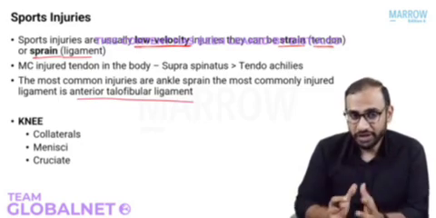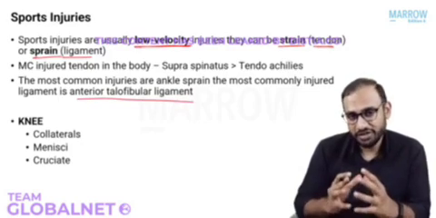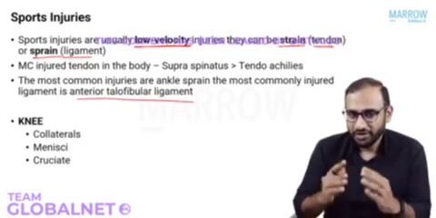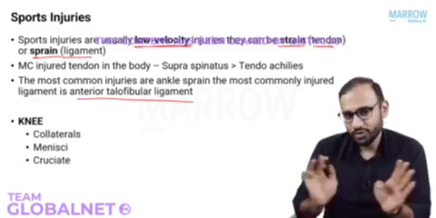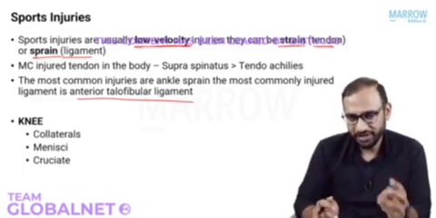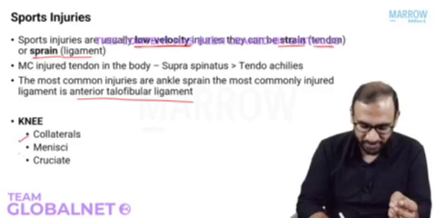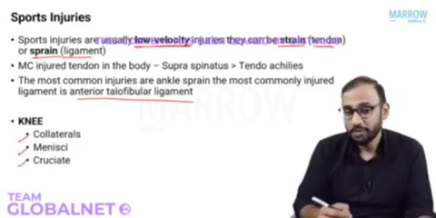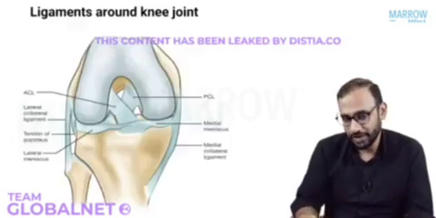Now we are talking about the knee. The structures that we are going to talk about in the knee are the collateral ligaments, the menisci, and the cruciates. Basically, the sports injuries that we'll be discussing are under three important headings: collaterals, menisci, and cruciates. But before we do that, we need to quickly review the anatomy.